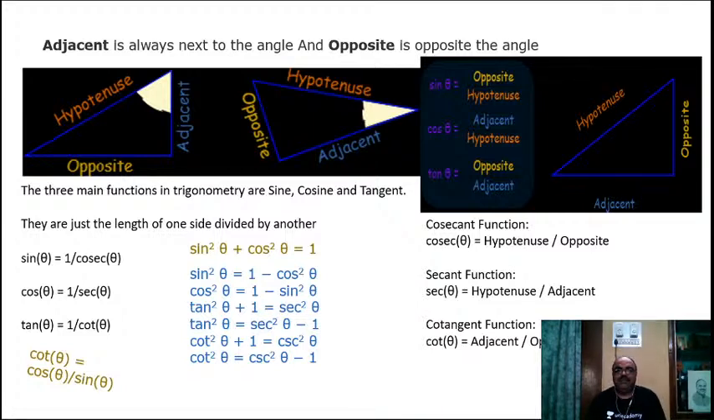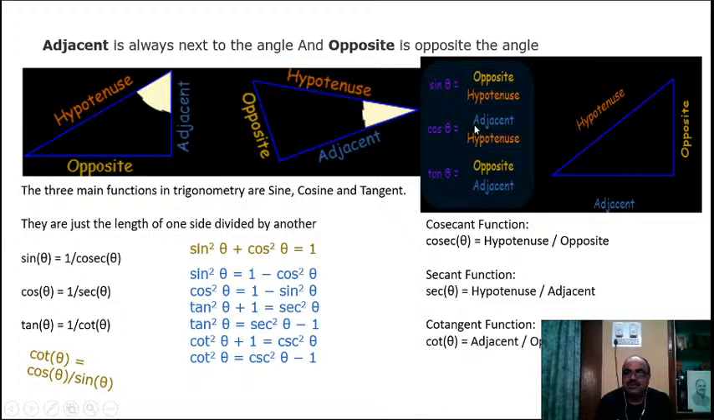Coming into the identity formulas, sin square theta plus cos square theta is always equal to 1. You can see it here. Sin square is opposite square by hypotenuse square. Cos square is adjacent square by hypotenuse square.